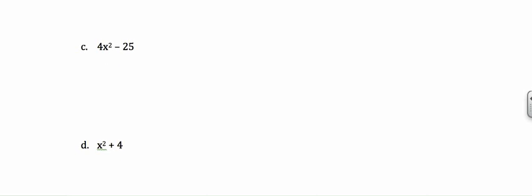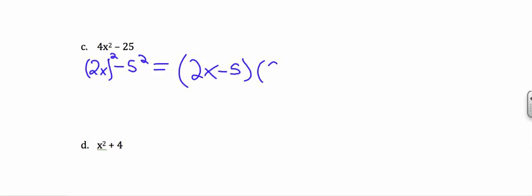4x squared minus 25. Here, the difference is we can easily rewrite this as 5 squared. But how do we rewrite 4x squared as something squared? Well, that's 2x squared. We want to multiply 2x times 2x. You see, that's why we needed that perfect square number there, because 2x times 2x will get us 4x squared. We need that perfect square first, too. And here, it factors into 2x minus 5 times 2x plus 5.